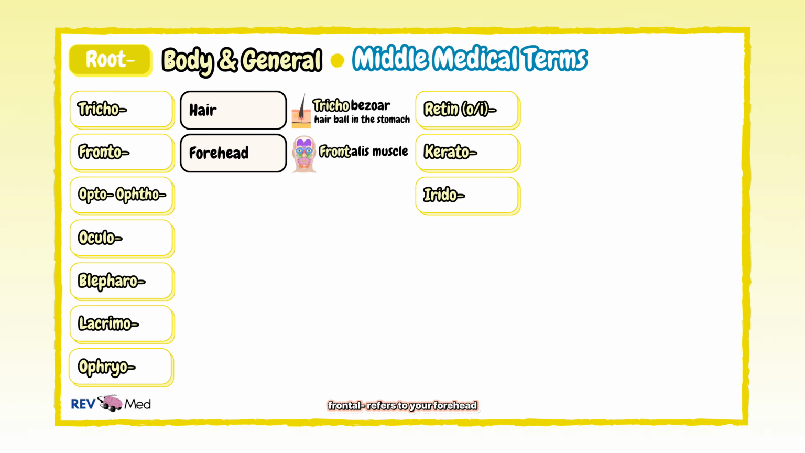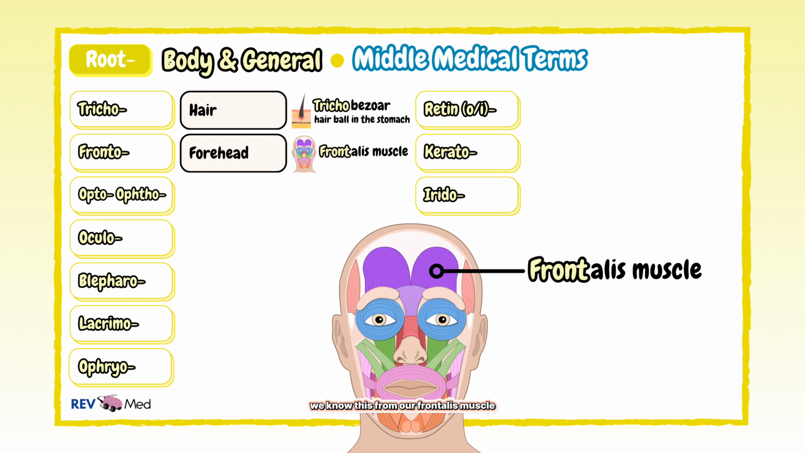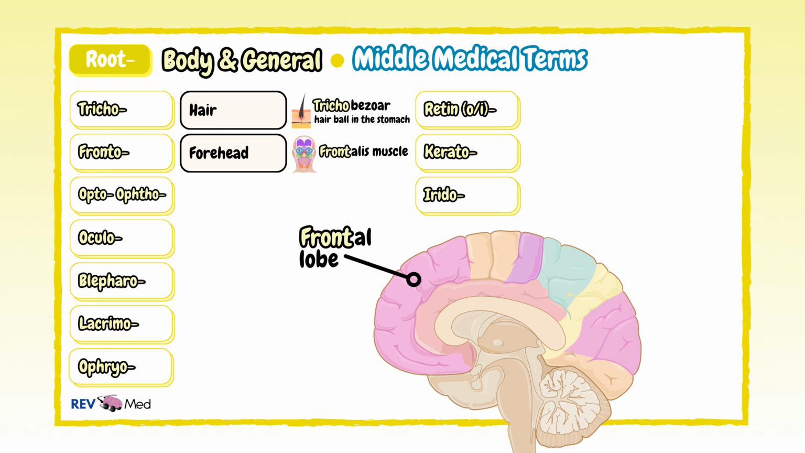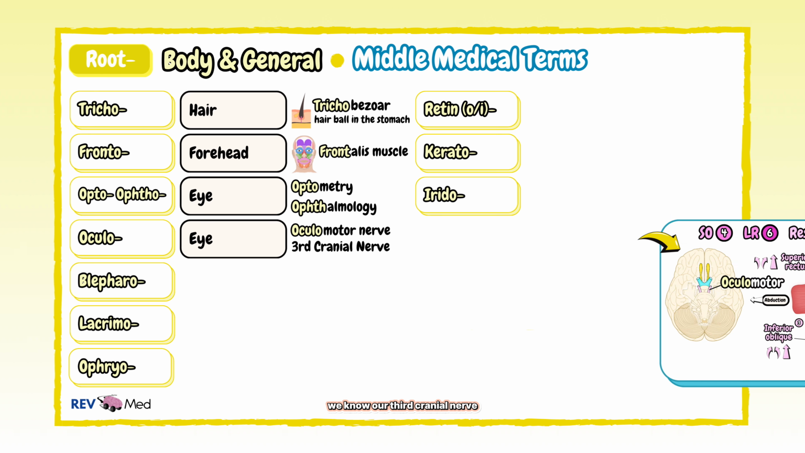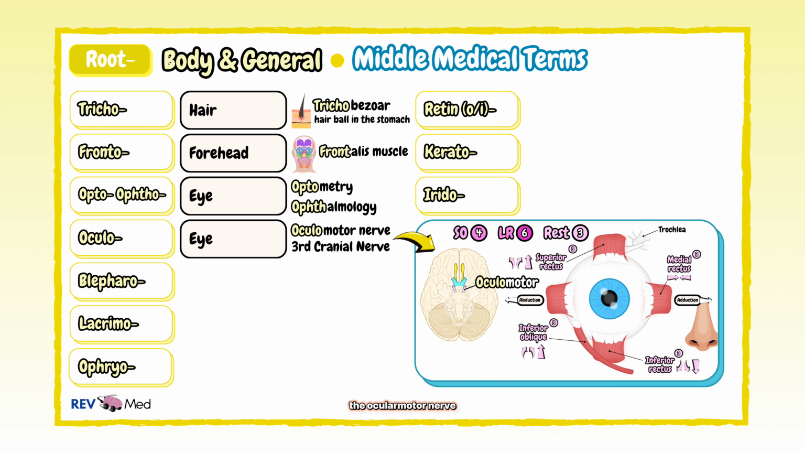Frontal refers to your forehead. We know this from our frontalis muscle and the frontal lobe of the brain. Opto and oculo is for the eye. We have optometry, ophthalmology, and for oculo, we know our third cranial nerve, the oculomotor nerve. Blepharo is a fancy word for eyelid. We have blepharospasm, which is an abnormal blinking and twitching.